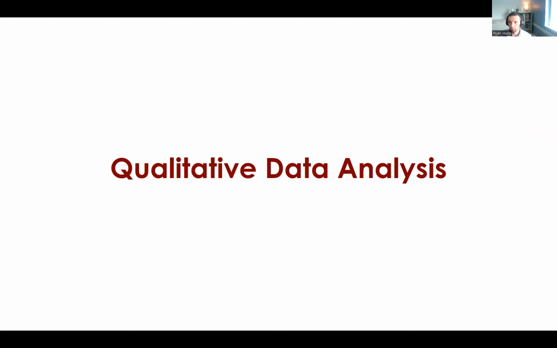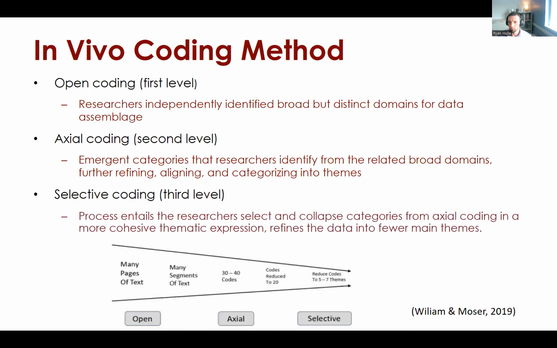So next we'll discuss qualitative data analysis. The popular method to analyze qualitative data is the in vivo coding method, not to be confused with the in vivo software. This allows researchers to find potential degrees of causality or predictability in themes, which can facilitate the meaning of the qualitative data. Open coding is the first level of coding, where researchers will independently identify broad, distinct domains for data organization. The stage will typically use a lot of memos and notes for the data.